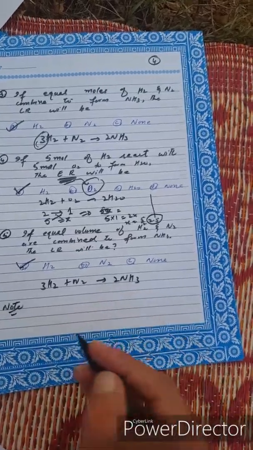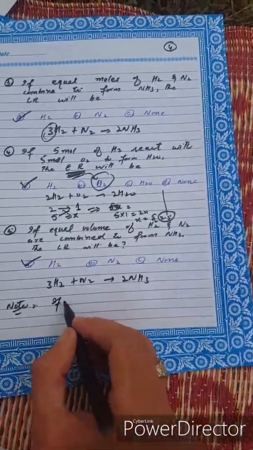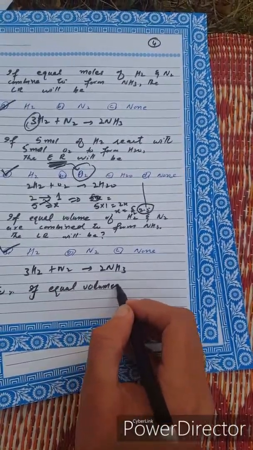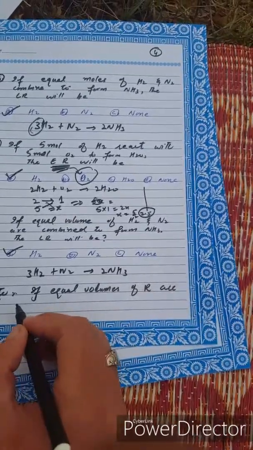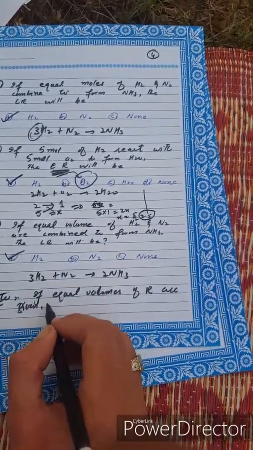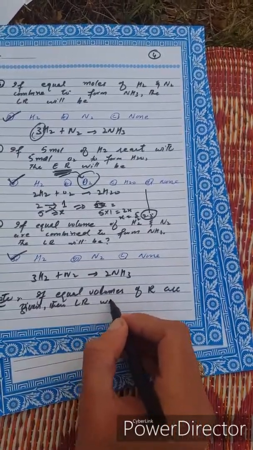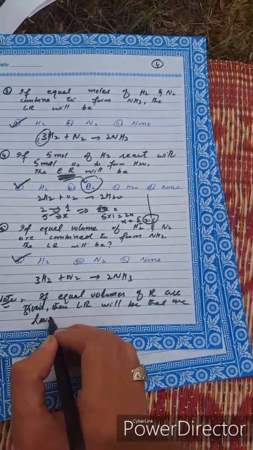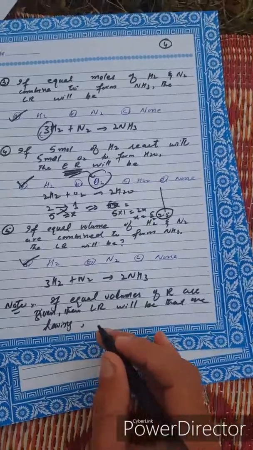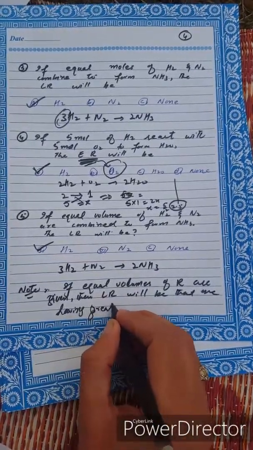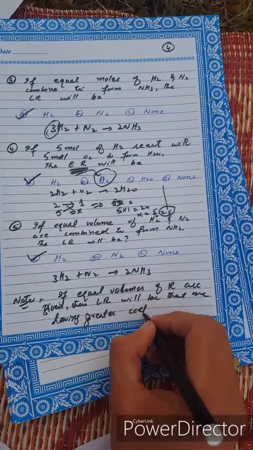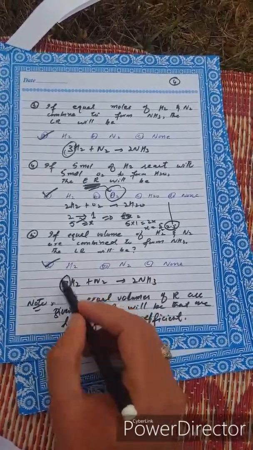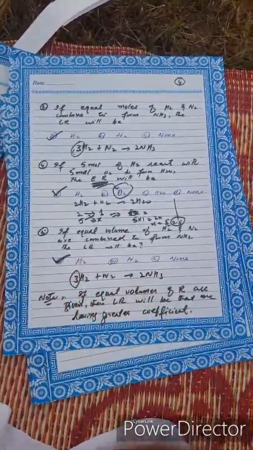Why? Note that if equal volumes of reactants are given, the limiting reagent will be the one having the greater coefficient. The coefficient of hydrogen is 3 and that of nitrogen is 1. So hydrogen is the limiting reagent.